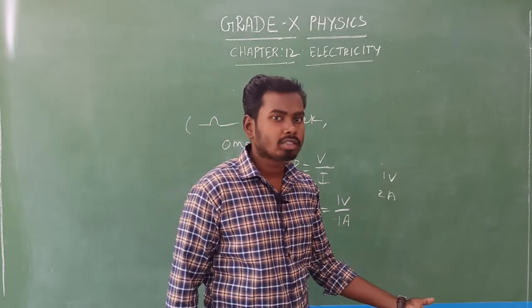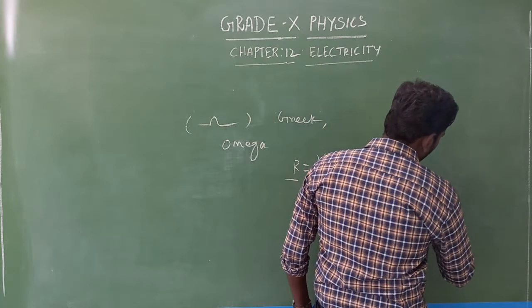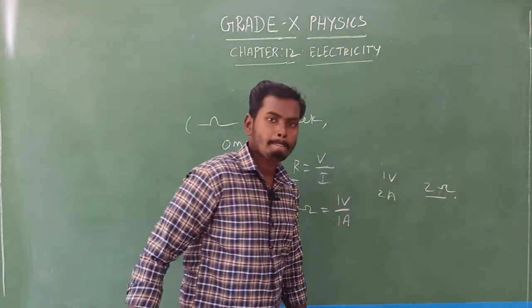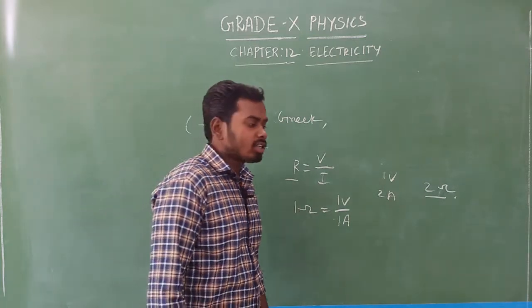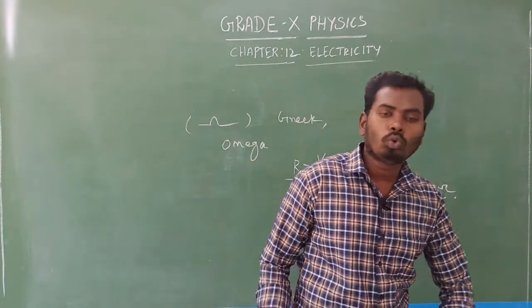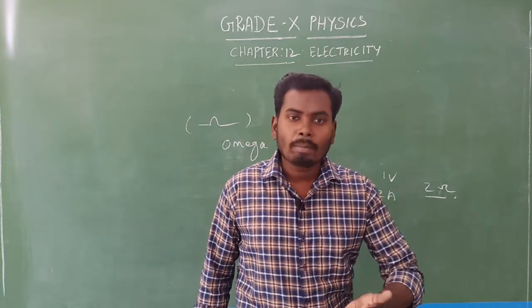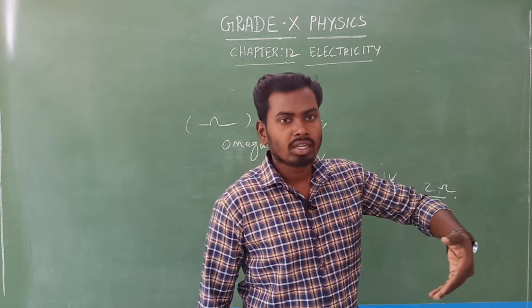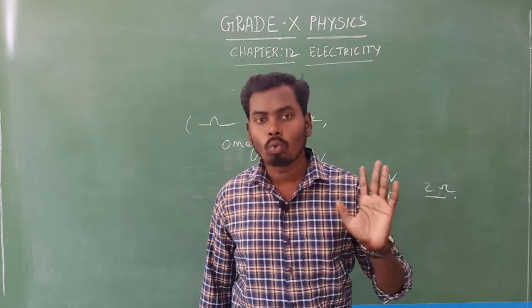What about the resistance, sir? Yes, the resistance will be 2 ohm. So when 1 volt potential difference is applied across the two terminals of a conductor, and 1 ampere current flows through it, then the resistance value of the conductor is 1 ohm.